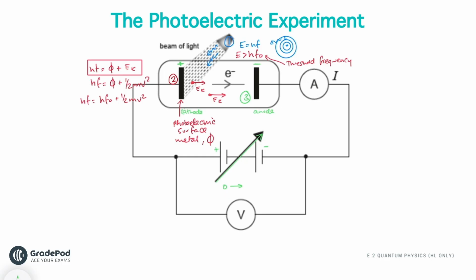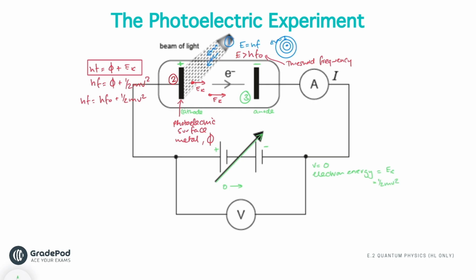Let's consider when the voltage across it is 0. So when V equals 0, the electron energy is equal to EK, or a half mv squared.